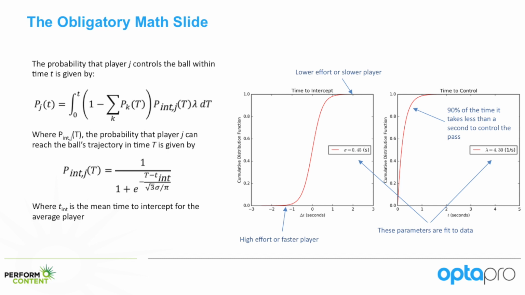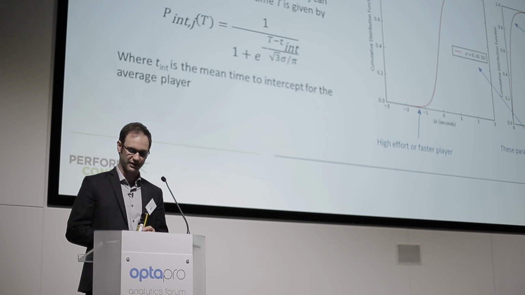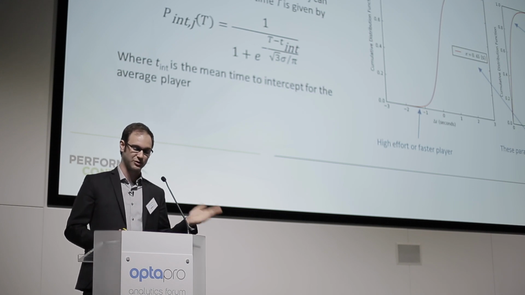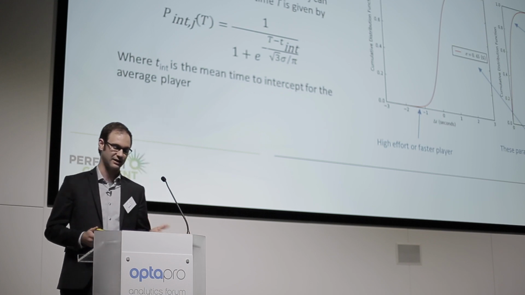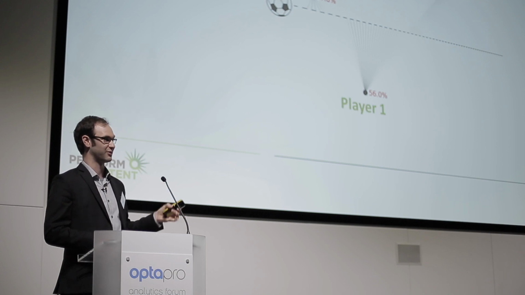As I said, with the time to intercept, if you're on the left-hand side of that sigmoid-esque looking thing, that implies you have higher effort or a faster player. If you're on the right-hand side, it's lower effort or a slower player. With the time to control, this is going to vary by player, but basically you can think of this parameter as 1 over the time it takes you to control the ball. So if your lambda, that control density, is 4.3, I think the actual fitted value you get is 4.6, then most players will be able to control the pass in less than a second, by about 0.5 seconds. Okay, so here's an actual example using real numbers.